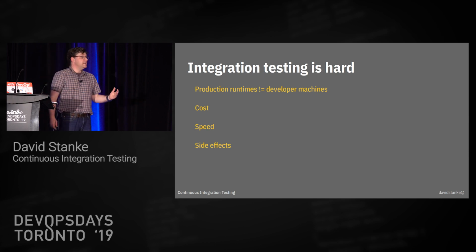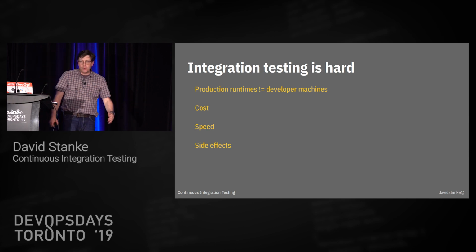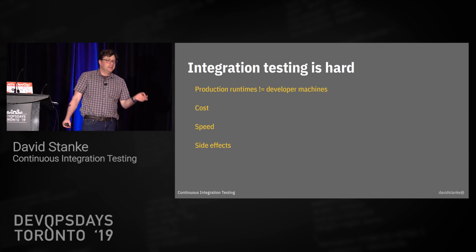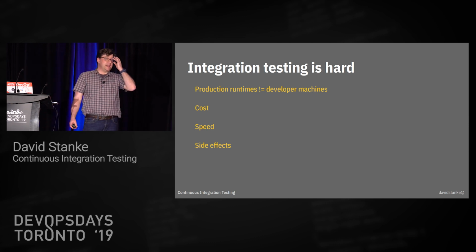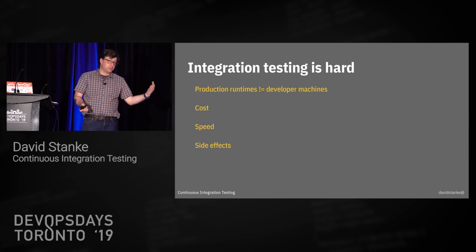So why is integration testing hard? Well, one thing, production runtimes and developer machines are not the same machines. It is literally impossible to run a multi-node Kubernetes cluster on a single developer machine. Cost, nobody likes spending a lot. And if you're spending more on your integration testing infrastructure than you're spending on your production server, you might have a CIO come in to knock on your door.